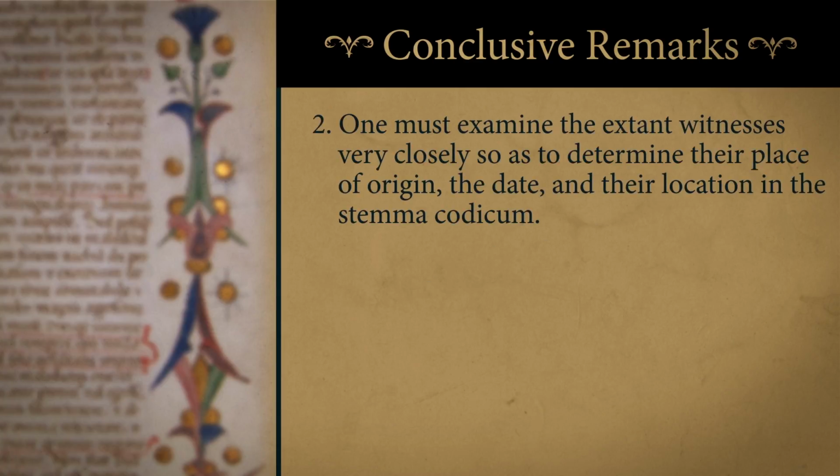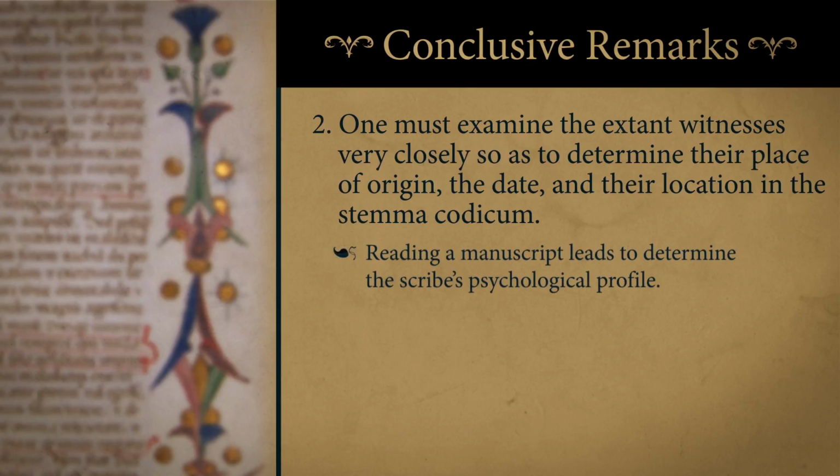Second, one must examine the extant witnesses very closely so as to determine their place of origin, the date, and their location in the Stemma Codicum. No less important is to understand what kind of scribe we're dealing with. Reading a manuscript, or a witness, as philologists are fond of saying, leads to determining the scribe's psychological profile. It's a bit like reading his character and, so to speak, psyching him out.